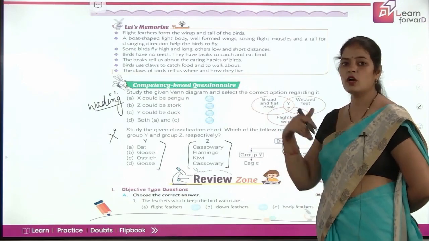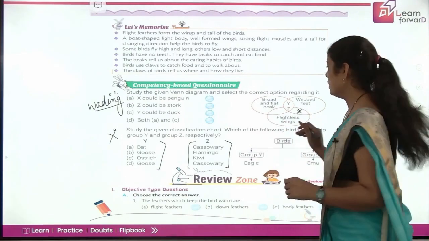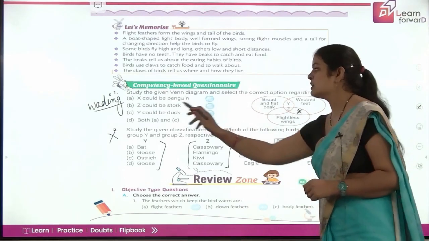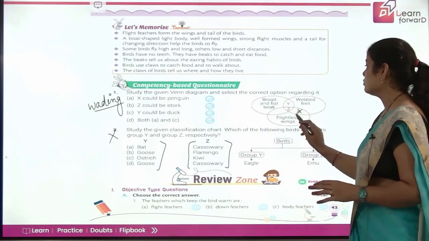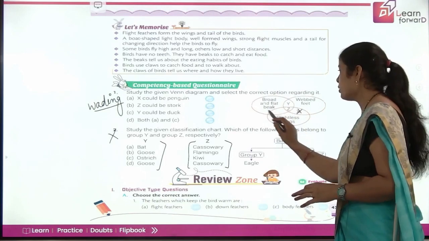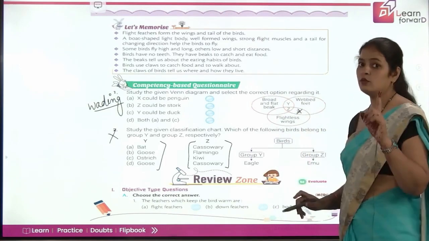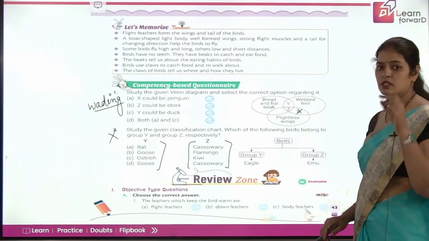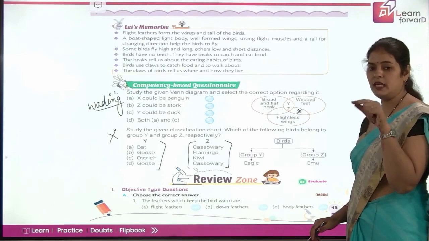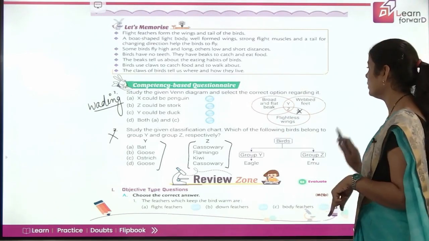Means having long legs and broad toes. Okay. So they are saying Z could be a stork. So it should be a flightless bird, broad and flat beak, but they do not have broad and flat beak because they have pointed beak so that they can find their food easily. Okay. So this is wrong.